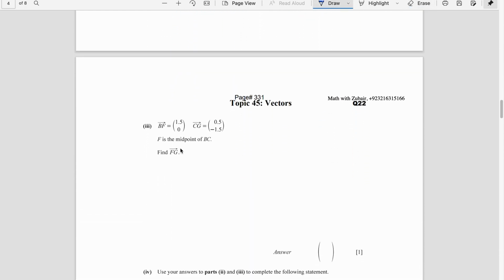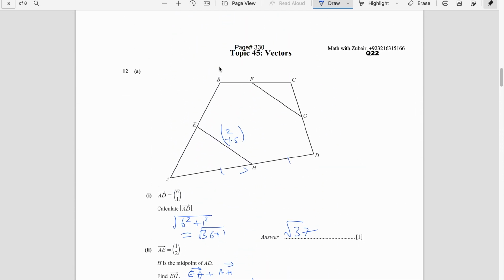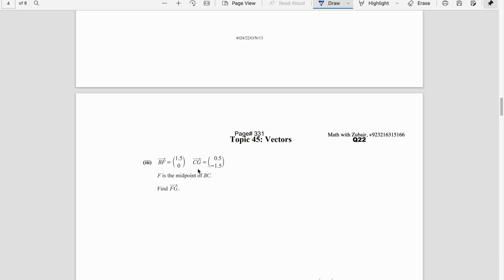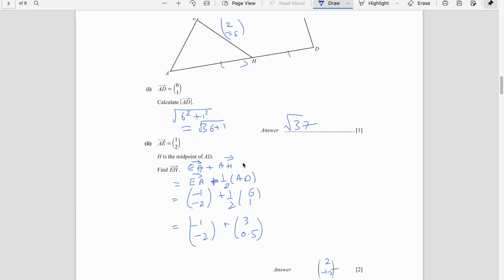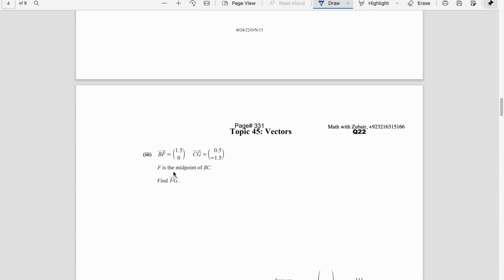Next part for the same question, BF is 1.50. This is BF. X is 1.5, Y is 0, perfectly horizontal. And CG is 0.5 and -1.5. I'm writing it here so you don't have to go back again and again.